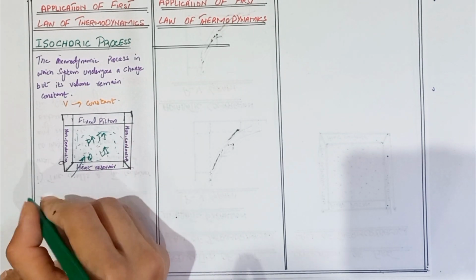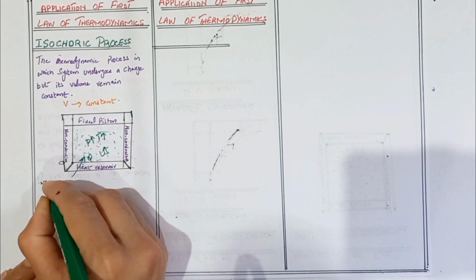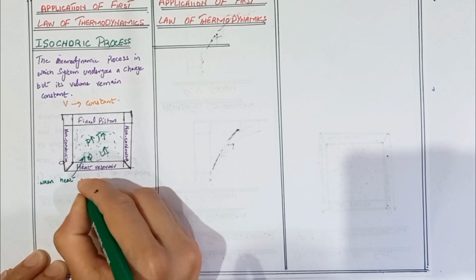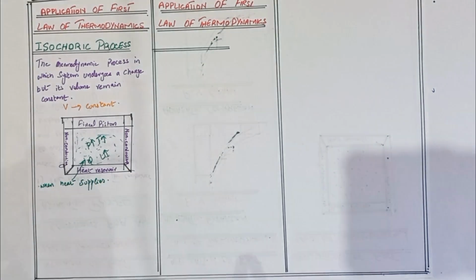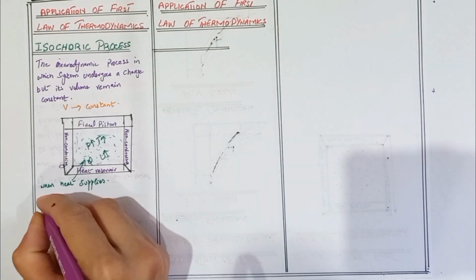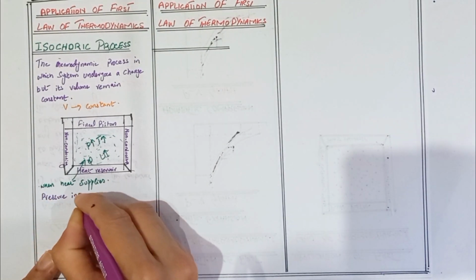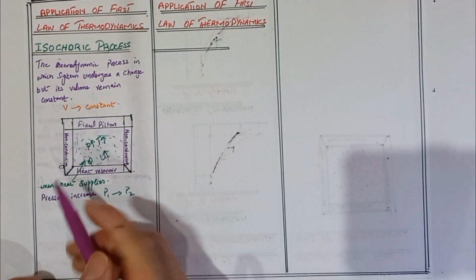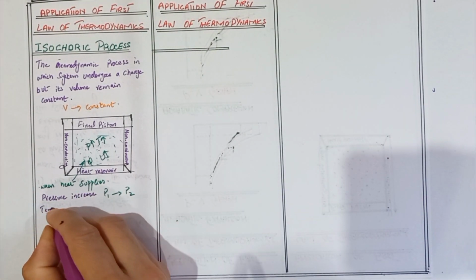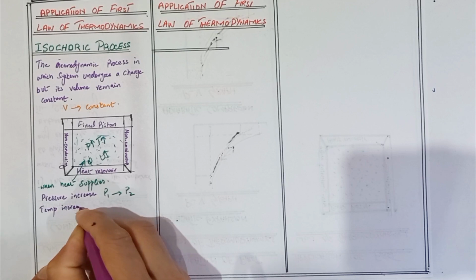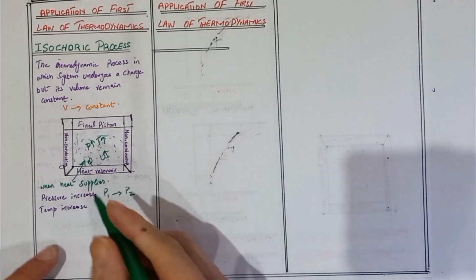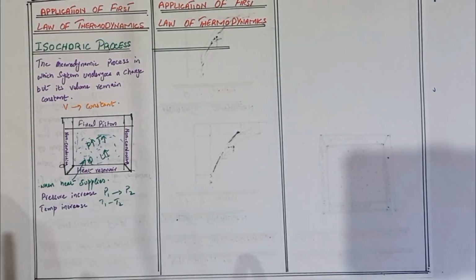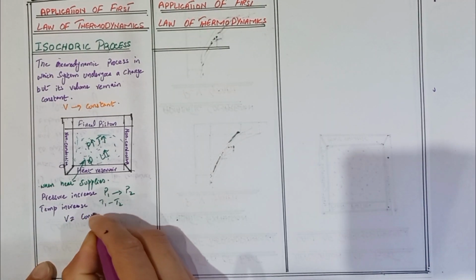So here we write: when heat is supplied, pressure increases from P1 to P2, temperature increases from T1 to T2, and volume is constant.